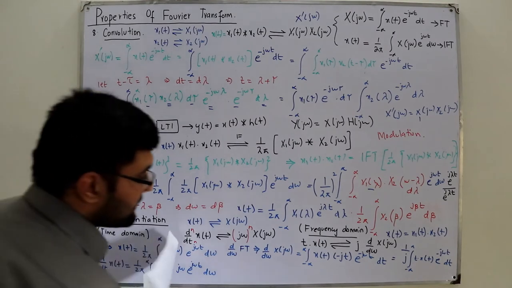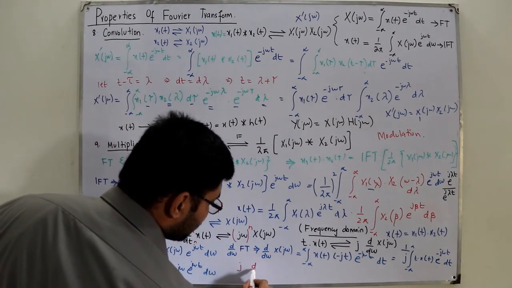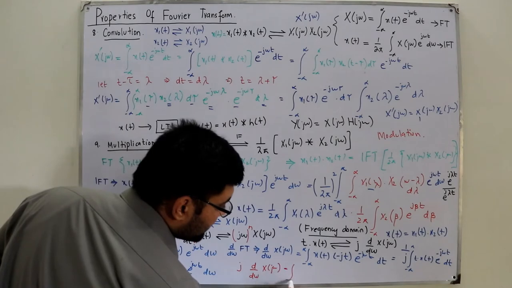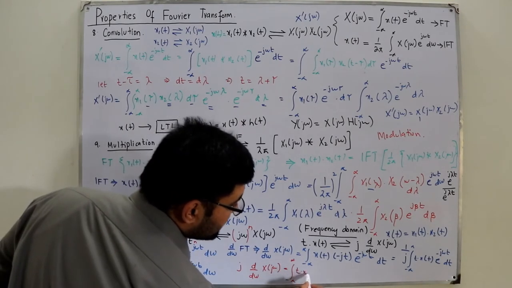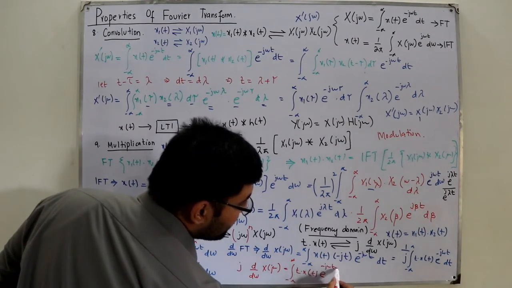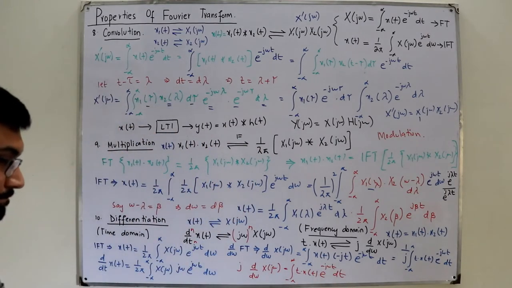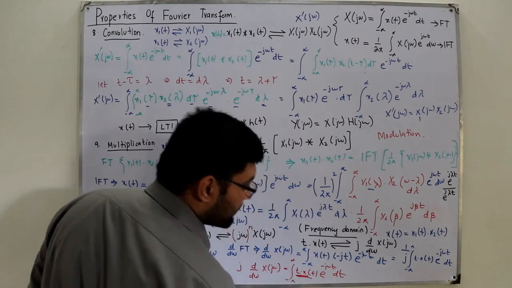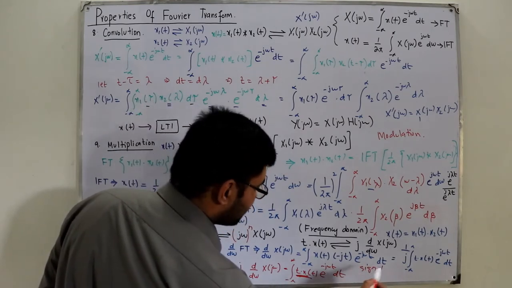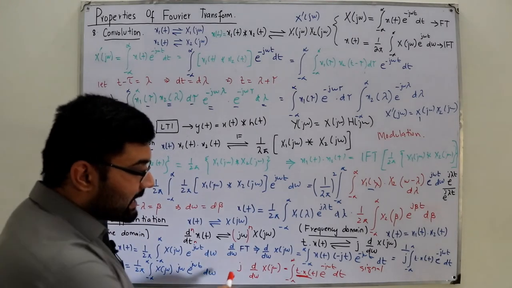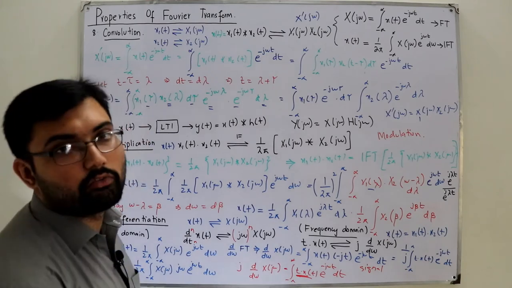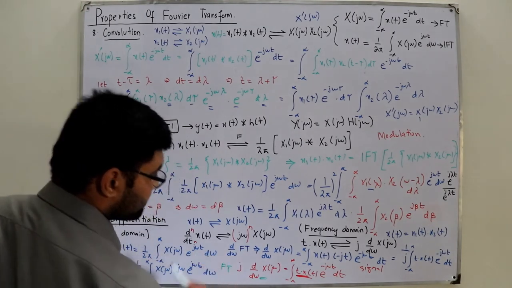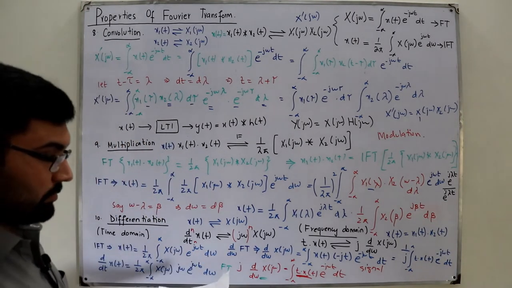And if I multiply it to the other side, can I write it like this? j is taken to the other side. j times the derivative with respect to omega of X of j omega is equal to the integration from negative infinity to positive infinity of t times x of t, exponential of negative j omega t, with respect to t. So can you not see that this t times x of t is the signal, and this j times the derivative of X of j omega is the Fourier transform? That is as simple as it is, and this has been proved.